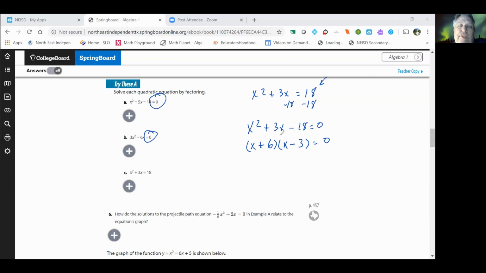So now I want to make each one of these binomials equal to 0 to find out my two solutions. X plus 6 equals 0. Subtract 6 from both sides, so x is equal to -6. And the other one is x minus 3 equals 0. So I'm going to add 3 to both sides. So that means x equals 3. So my solutions for that one is x equals -6 and x is equal to 3.